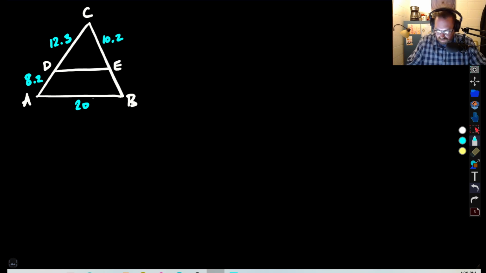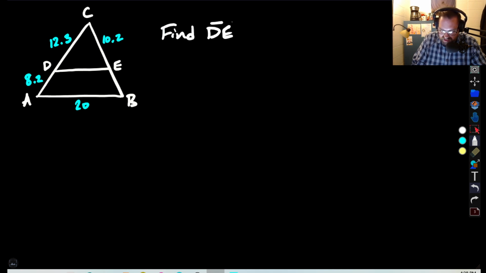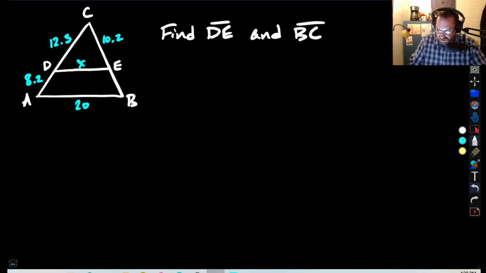So what we need to do here is find length DE. So this guy. And I'm going to call this length X because it's an unknown. And this next one, I'm going to have to do BC. So it's the whole length right there, but we're going to need the small one right there, so I'm just going to call that one Y. Okay? And you'll notice really quick, BC is the same thing as whatever I find for that Y plus the 10.2. So we'll do that in the back end. But first, let's start off with the DE, okay?